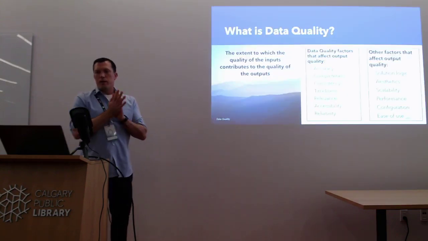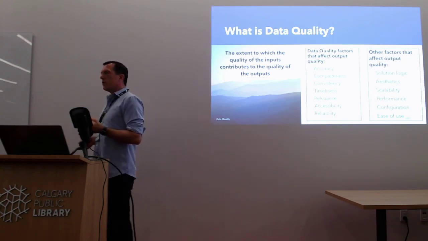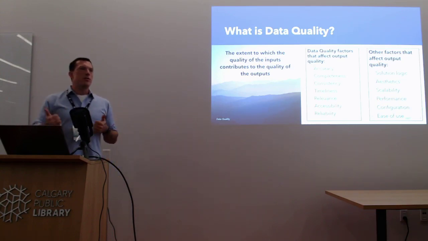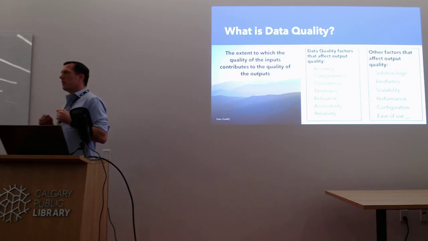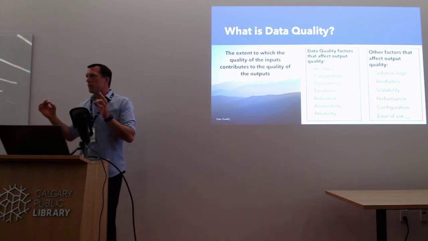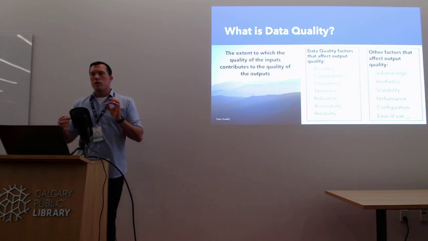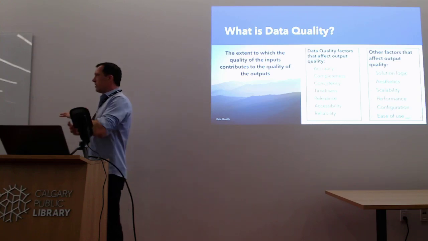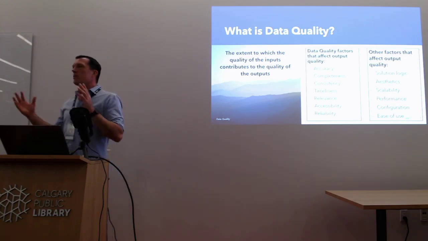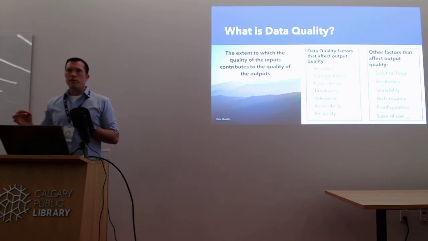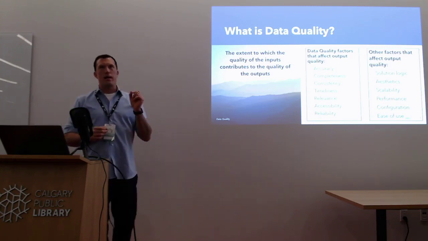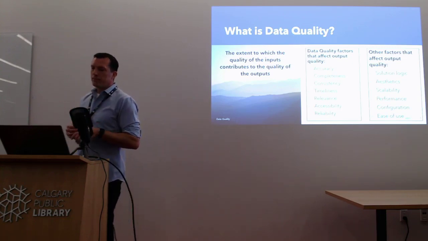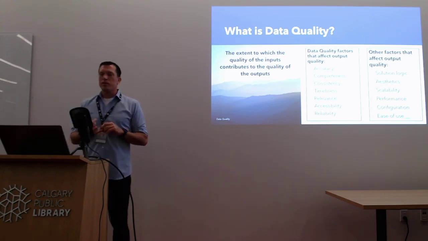So the way I like to define data quality is the extent to which the quality of the inputs contributes to the quality of the output. The output is a business process, a solution, a report, something the end users are going to use, and that something is impacted by the quality of the inputs. The quality of the output is not just affected by the data. It could be the aesthetics, the ease of use, the configuration, the performance, all those types of things. However, the extent to which the output is affected by the quality of the inputs is the data quality. So: accuracy, completeness, consistency, timeliness, relevance, accessibility, reliability.